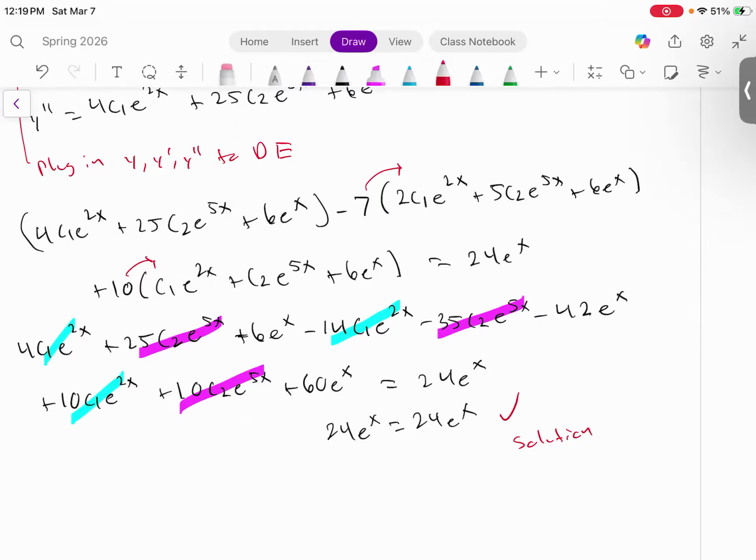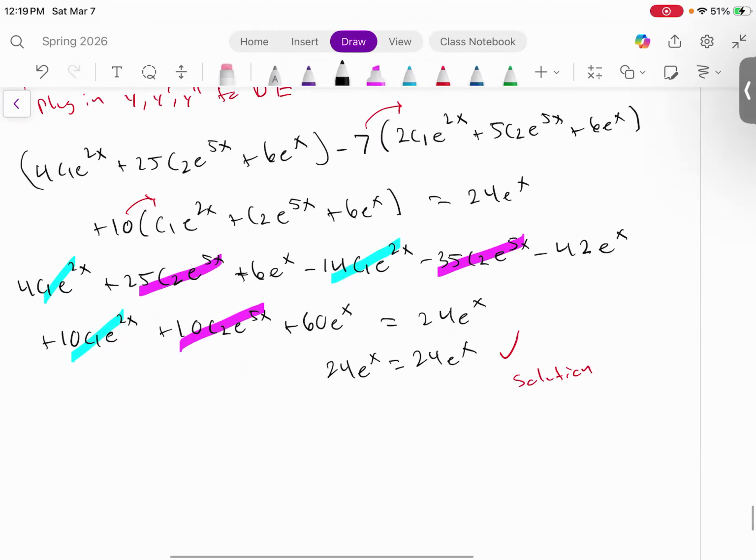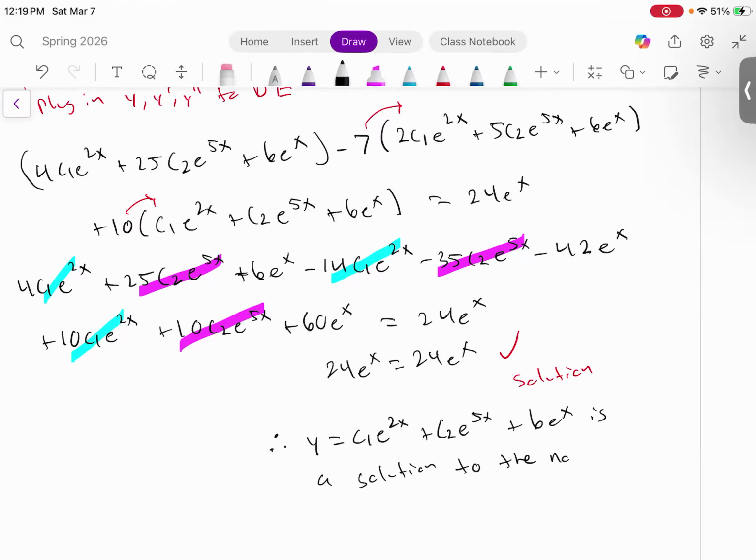Okay, so therefore, the solution y equals c1 e to the 2x plus c2 e to the 5x plus 6 e to the x is a solution to the non-homogeneous differential equation y double prime minus 7y prime plus 10y equals 24 e to the x.